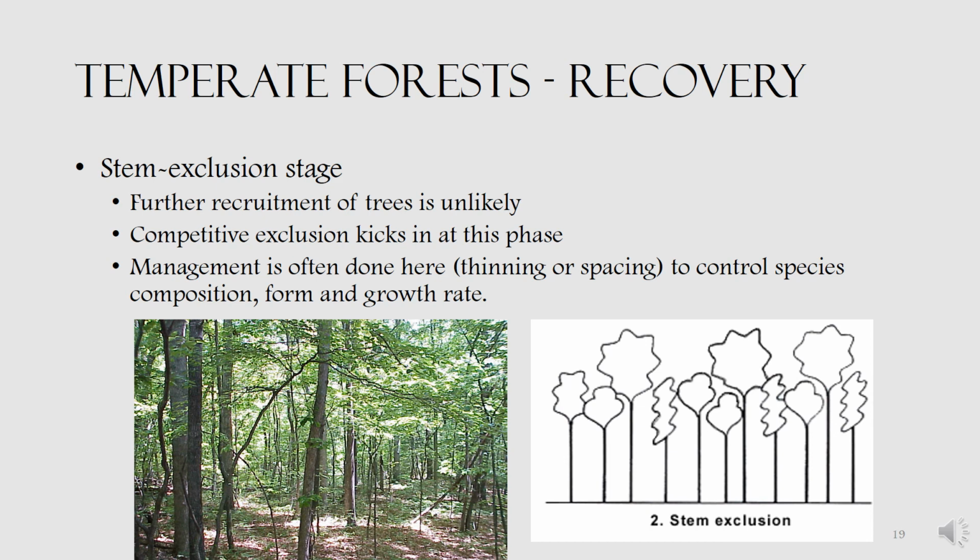And competitive exclusion starts to kick in. So in that first stage, the initiation stage, you had lots and lots of baby trees, but only the most healthy and the tallest end up surviving, and the weaker trees end up dying out. And so you have a slow takeover of the dominant healthy trees, and we call this the stem exclusion stage. Management is often done in this stage to promote thinning or spacing out the trees to control the species composition and form and the growth rate of trees so that the trees can grow exactly how we want them to grow if it's a very managed system.